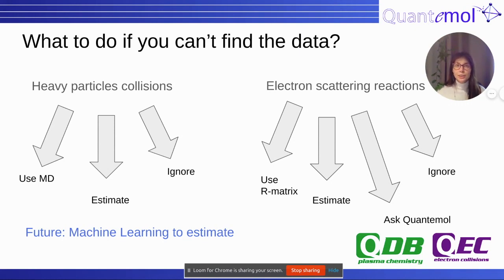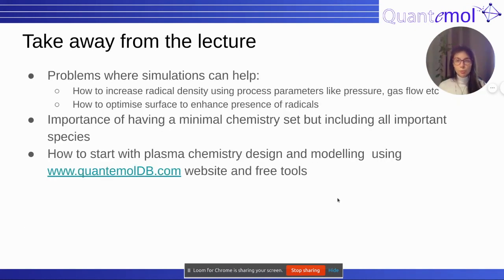So stay tuned. To summarize, we have looked at the potential applications for plasma modeling and plasma chemistry optimization in particular. I also highlighted how important it is to have a small chemistry set, but which includes all the key reactions for your process conditions. And I showed you a tutorial on how to start today, tomorrow, working with Quantemol DB and assembling your own chemistry using free tools available there.